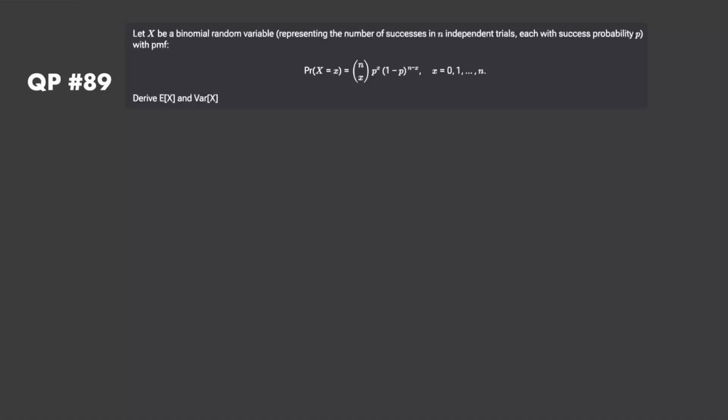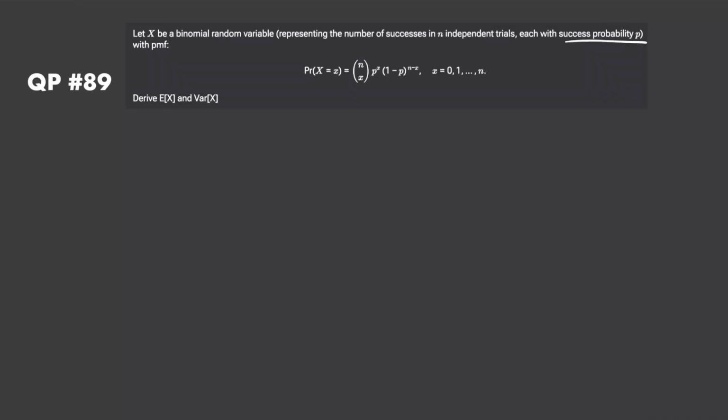This question here uses a lot of what we talked about in combinatorics for the binomial coefficient. And I'm mainly going to use stuff that we talked about in QP 37, 38, and 39, and even when we just did the linearity of expectation too. So X is a binomial random variable, which means it has this PMF right here, and it represents the number of successes in n independent trials, each with success probability p.